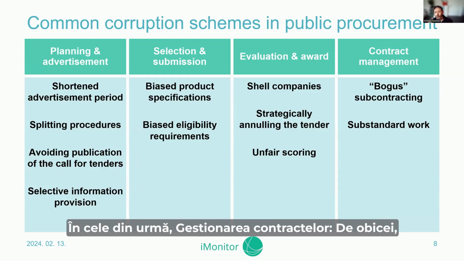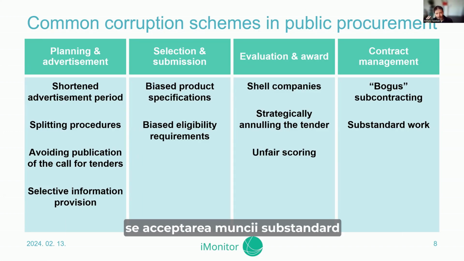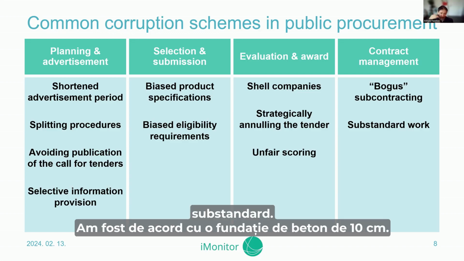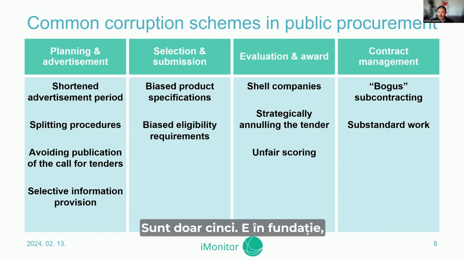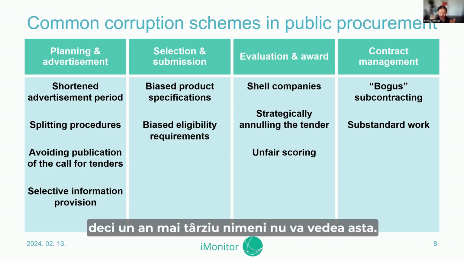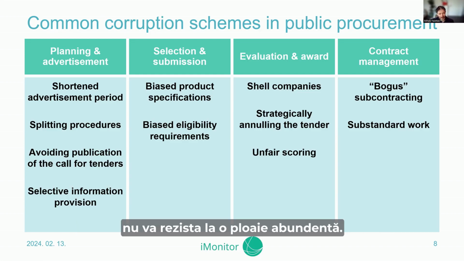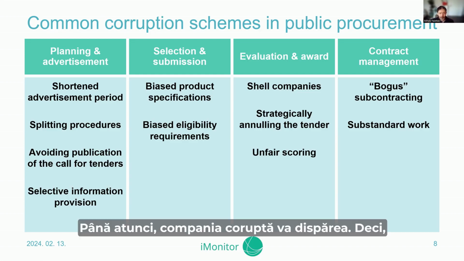And finally, contract management. Typically accepting substandard work is something which happens. Contract looks perfect, the prices look perfect, but actually what ends up being delivered is substandard. We agreed to 10 centimeters of concrete foundation, it's only 5. It's in the foundation, so a year later no one will see that, and then quality will suffer some years later when the building will not withstand an earthquake, will not withstand a heavy rain, but then by that time the corrupt company will be gone.